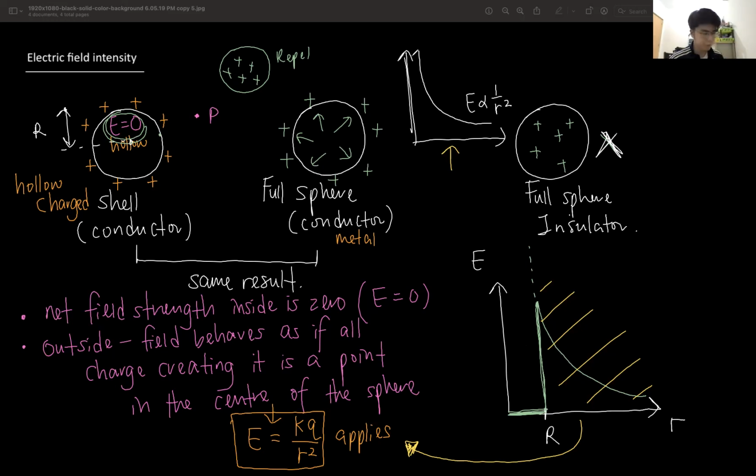Okay, so that's how you sketch it. What is the value here? The maximum value here is KQ over R squared. If you put the radius in, you get the maximum value of the field strength.